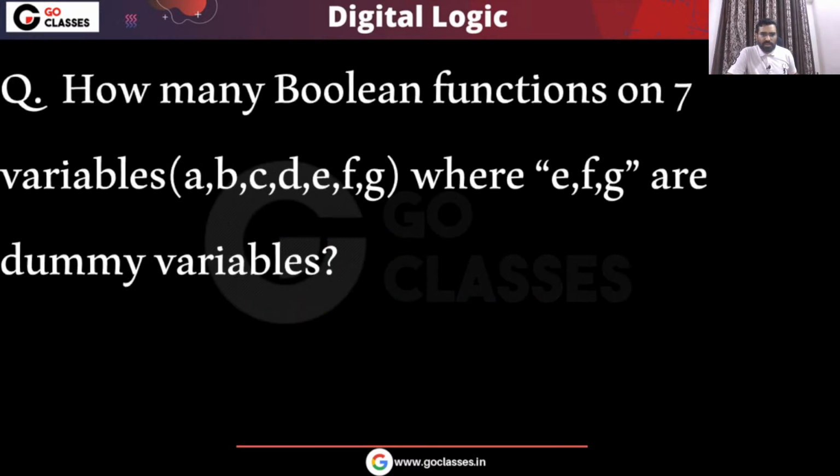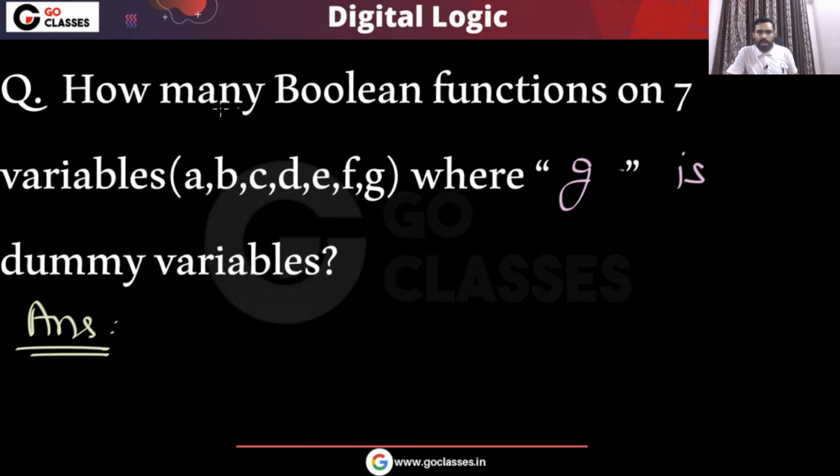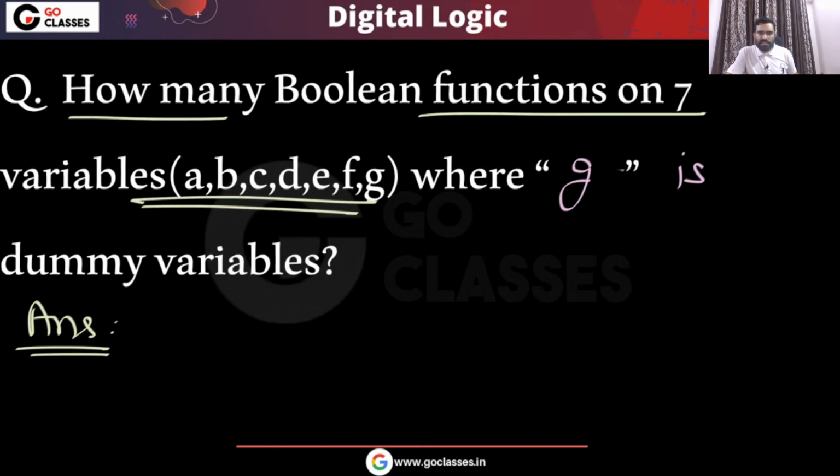So let's solve this question. Tell me the answer for this. Before we solve this question, let me ask you some easy ones, where g is a dummy variable. So tell me the answer now. This g is a dummy variable. So what is the answer? How many Boolean functions can you create where g is a dummy variable?